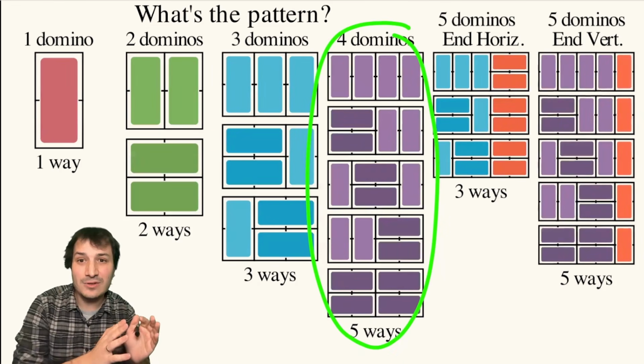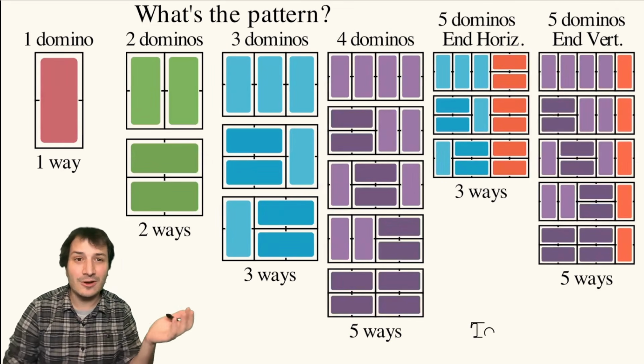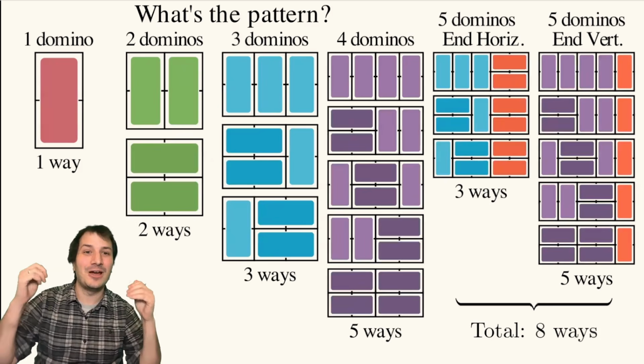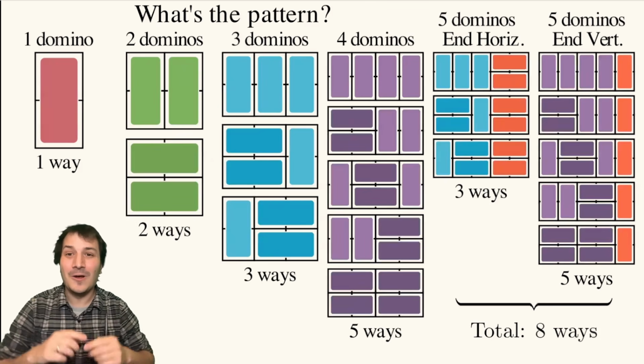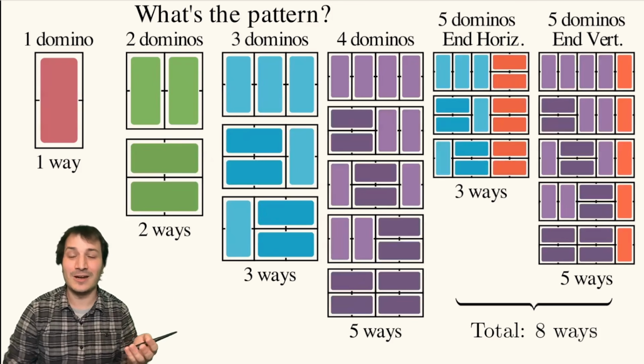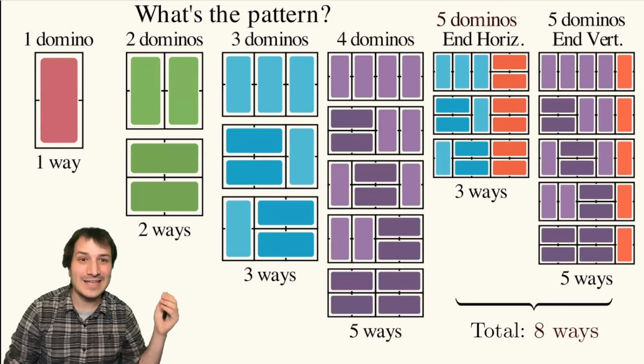So there's 3 ways to do it where it ends with a horizontal. There's 5 ways to do it where it ends with a vertical. Altogether, that makes a total of 8 ways. If you got all 8 ways, congratulations, you got it right. More importantly though, we are starting to see the pattern, and the method we used here is revealing what's going on here. So the pattern goes, there's 1 way, 2 ways, 3 ways, 5 ways, 8 ways.